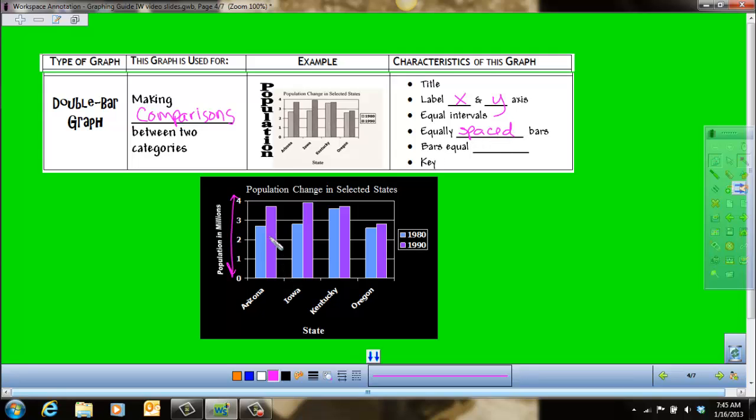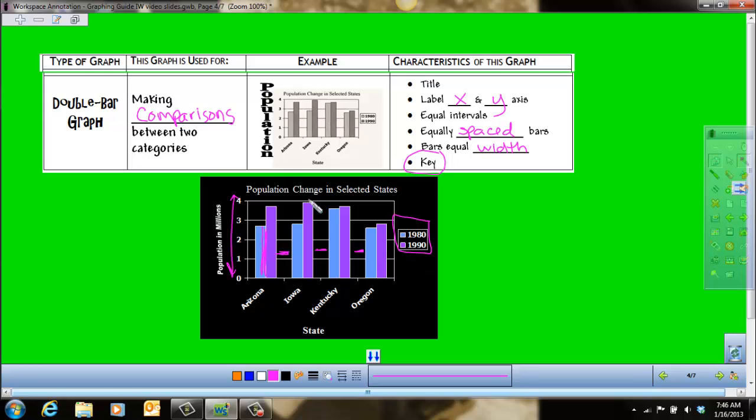And again, if it's 2 of them, these 2 can touch on Arizona. That's okay. But you want to have equal spaces in between your double bars. And again, you want your bars to be equal width. And in a double bar graph, you need to have a key. So you can see this key here because you'll have 2 different color bars. So you need to have a key.